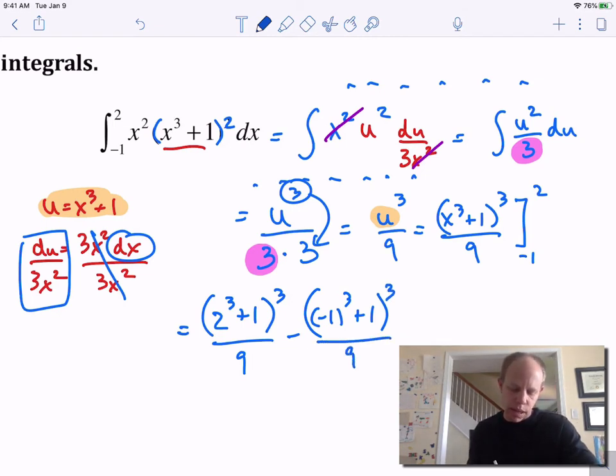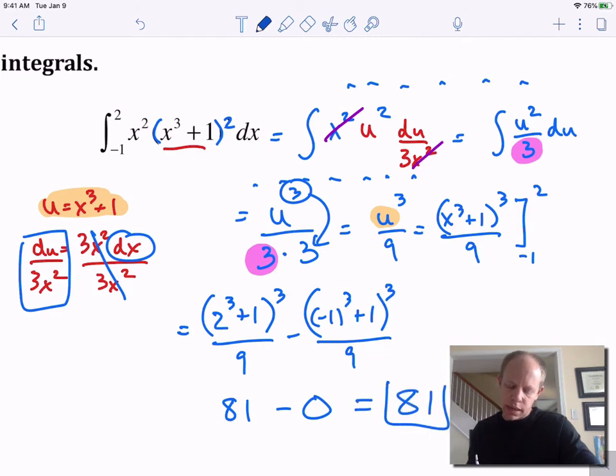All right, so that's what, 8. 8 plus 1 is 9. 9 cubed over 9. Oh, yeah, so that's just going to be 9 squared, so 81. And then here, negative 1 cubed is negative 1 plus 1 is 0. So we're actually just going to subtract 0 here. And so we get an answer of 81.